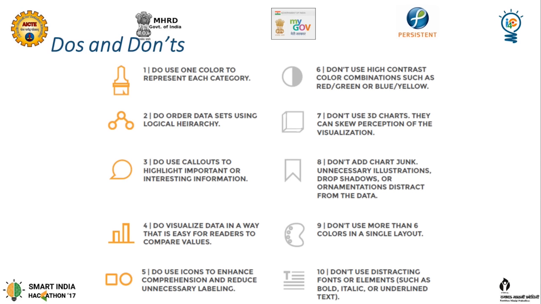Don't add chart junk, that is unnecessary illustrations, drop shadows or ornamentations that distract from the data. See, keep the visualization very simple so that the user is focused highly on the data and the way it is represented. Otherwise, if you put such things, drop shadows and all the aesthetic stuff, the user may get distracted from the analysis. Don't use more than 6 colors in a single layout, so that it will be very clean to look at, and don't use distracting fonts or elements such as bold, italic or underlined text. So, in a nutshell, basically keep the visualization very simple so that what stands out is the data that is presented visually.